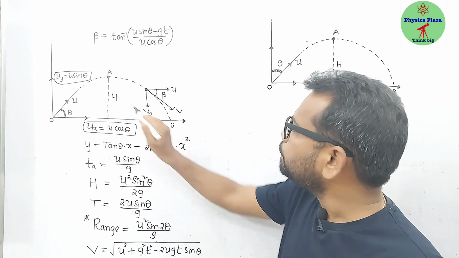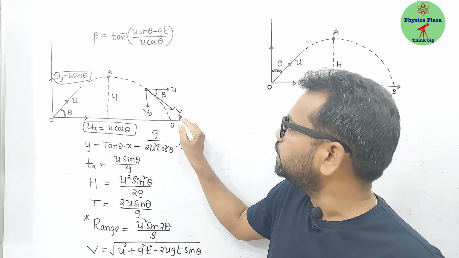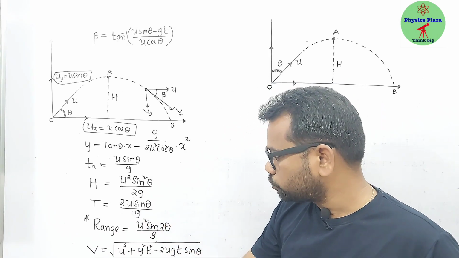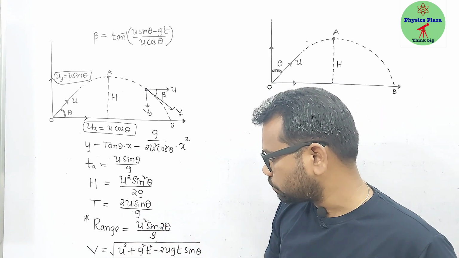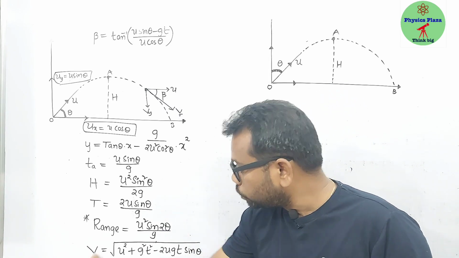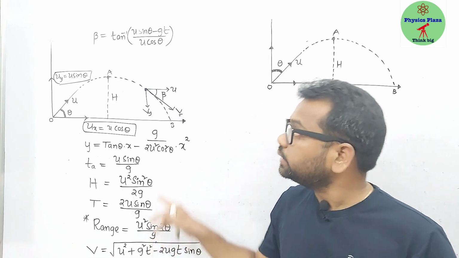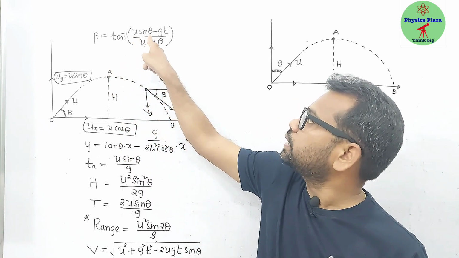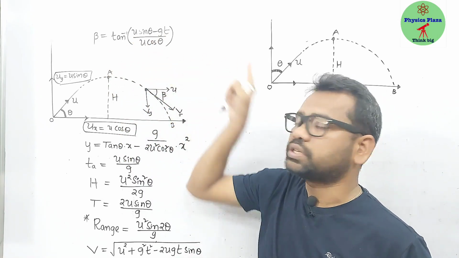Fine. And at any point, let us say v is the instantaneous velocity. Then the formula is v is equal to square root of u square plus g square t square minus 2u gt sin theta. So this is the magnitude of the instantaneous velocity, and the direction is beta is equal to tan inverse of u sin theta minus gt by u cos theta.